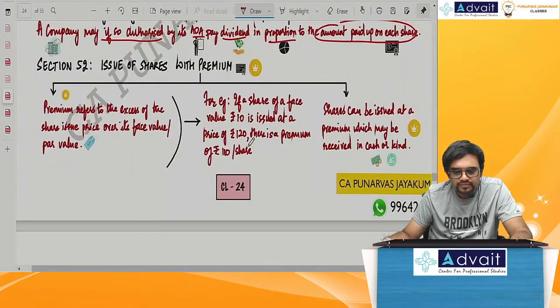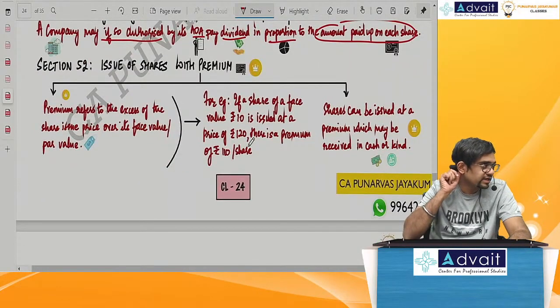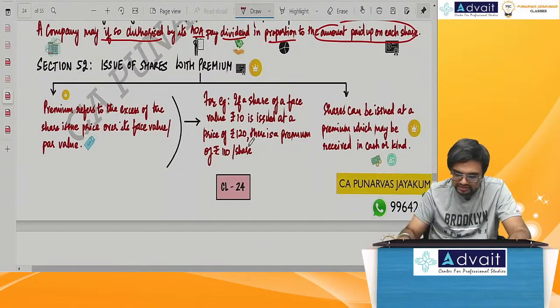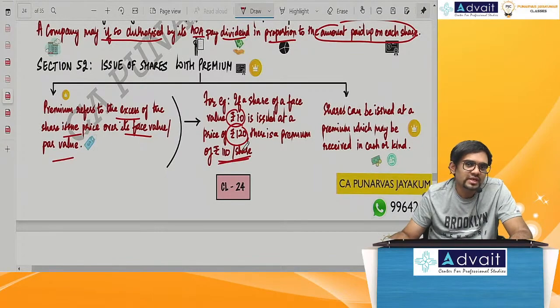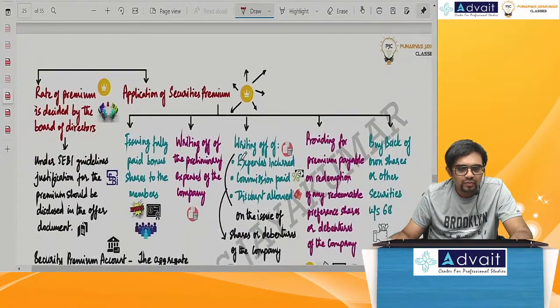Issue of shares at a premium. Yes, you can definitely issue shares at a premium. So what is it? Premium refers to the excess of the share issue price over its face value or the par value. For example, if the share of face value of 10 rupees is issued at 120 rupees, then there is a premium of 110 rupees per share. Share can be issued at a premium, which may be received either in cash or kind also, doesn't matter.